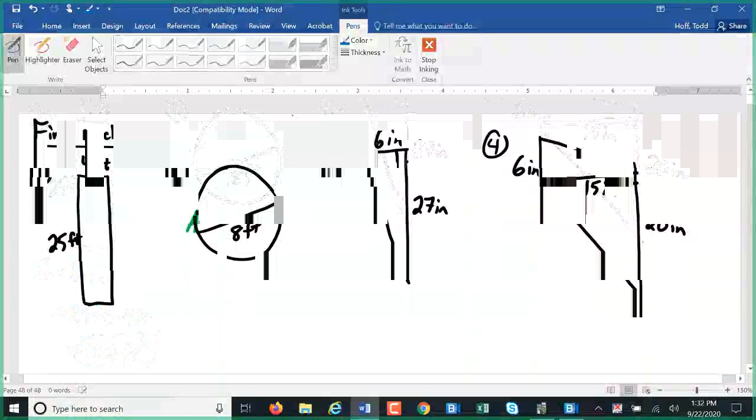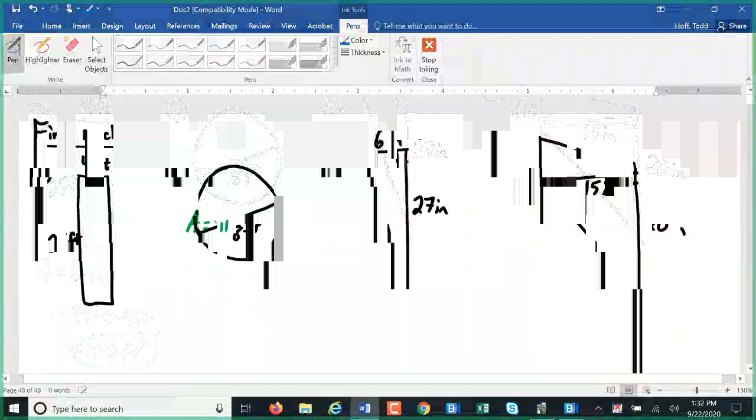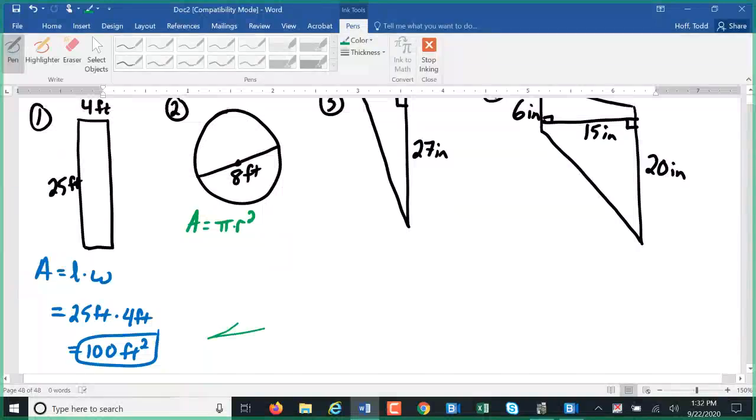Here, remember the area for a circle is pi times the radius squared. Well, in this problem, we're given the diameter, so we need to find that radius, which will be half the diameter, which will be 4 feet. So this will be pi times 4 squared, 50.24 square feet.